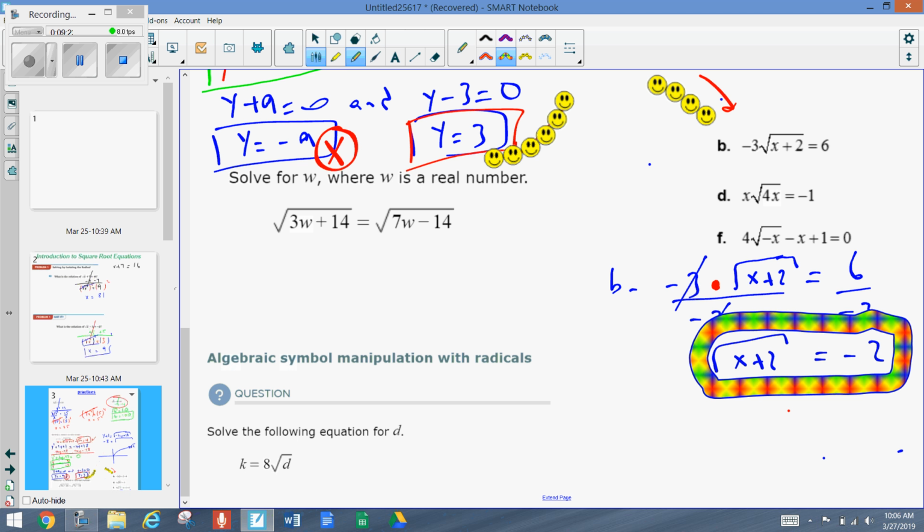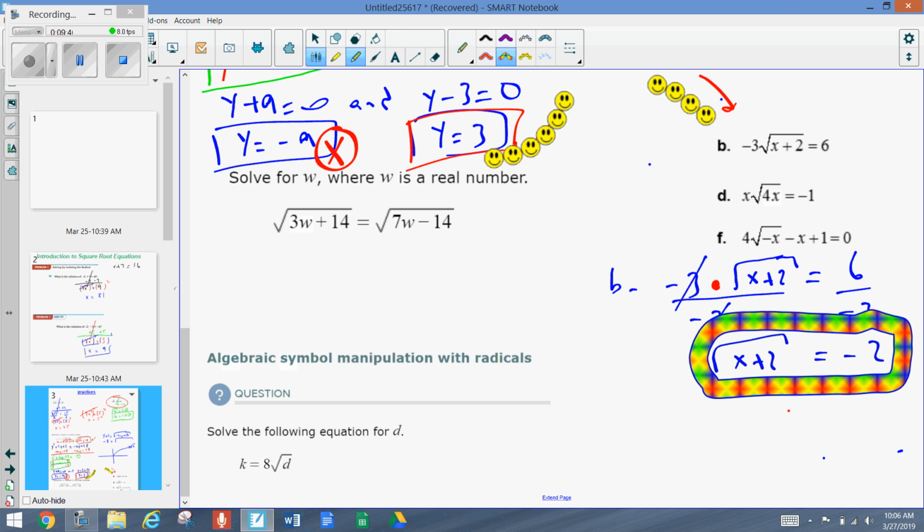Yes. D. Look at D. Let's do mental math. X times root 4x. Divide both sides by x, right? So root 4x is equal to negative something, negative 1 over x. A square root cannot be equal to a negative. No solution.